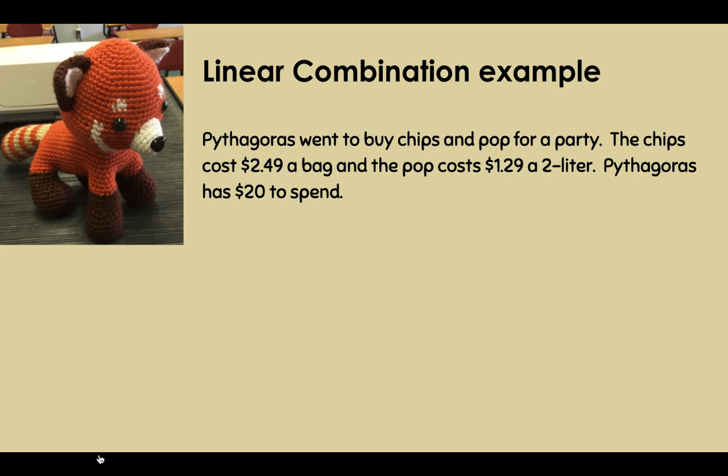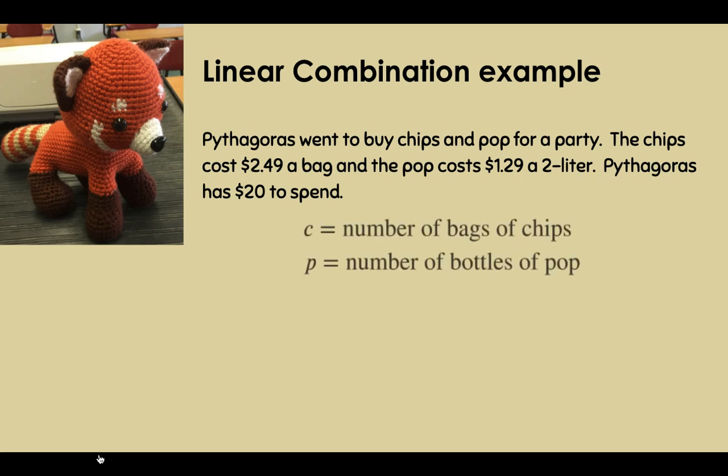Pythagoras went to buy chips and pop for a party. Chips cost $2.49 a bag. Pop costs $1.29 for a 2-liter. He has $20 to spend. So we start off, what are our variables? The things that change are how many bags of chips we buy, how many bottles of pop he buys. So we use C and P just to kind of make sense with that.